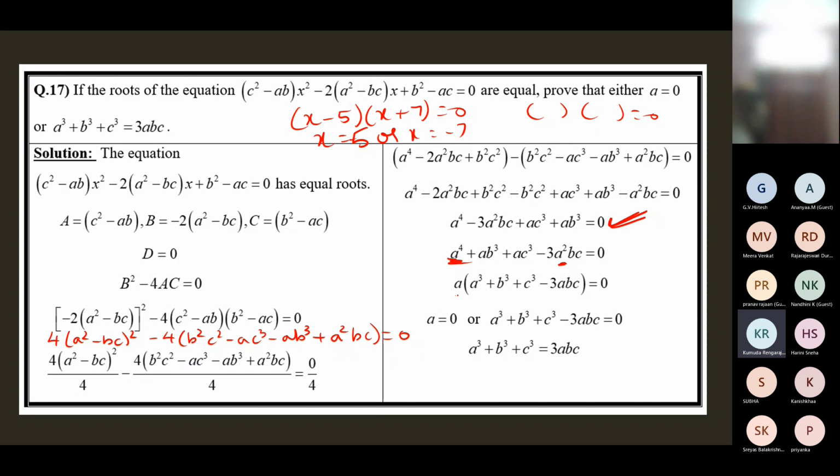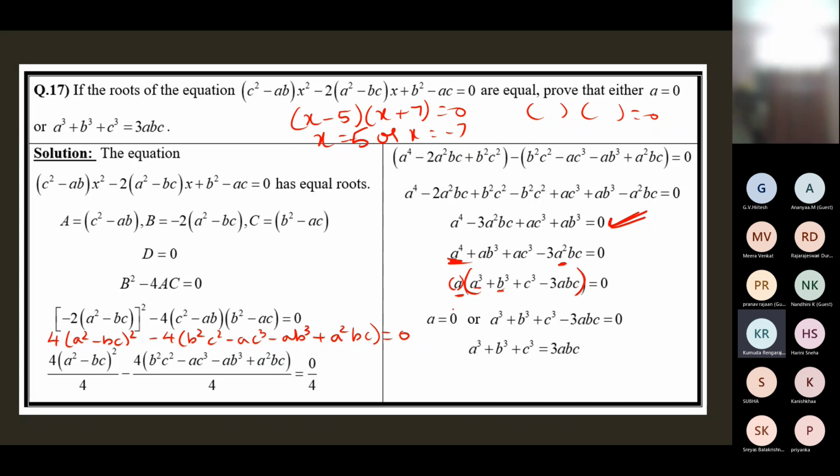So bring it out, A outside. So you have A cubed, then this B cubed, then C cubed, and then this becomes 3ABC is equal to 0. Now we got that product. See here, A into A cubed plus B cubed plus C cubed minus 3ABC is equal to 0.